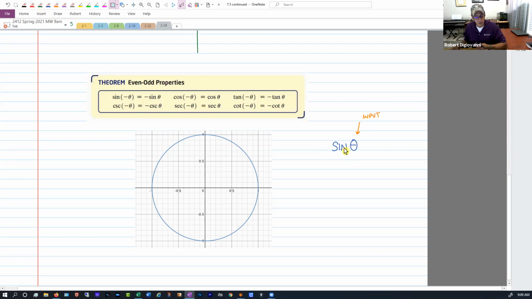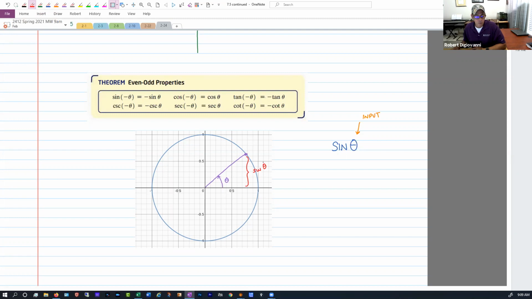On the circle. So I'm just going to pick some arbitrary value of theta. Here we go. I'm just going to go right there. I'm going to call that theta. And I'm going to go out here to this point. And the y value would be this distance right here. That y value is exactly what sine of theta is. Do y'all agree? Whatever that height is, that's the value of sine of theta.